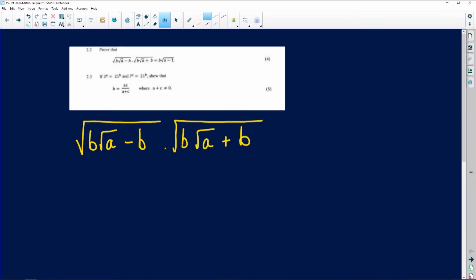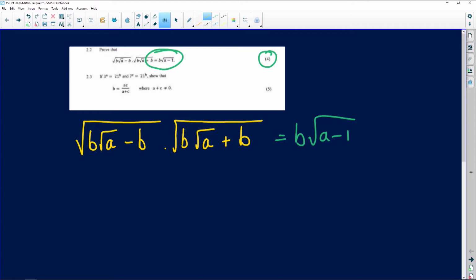Let's start and see what the question is asking us. It's on the screen. We are supposed to prove that this expression is equal to b root a minus 1. Now, folks, look at the marks. It's for 4 marks, so it should be a quick answer. It's not an equation. It's asking us to prove that this is equal to b root a minus 1.